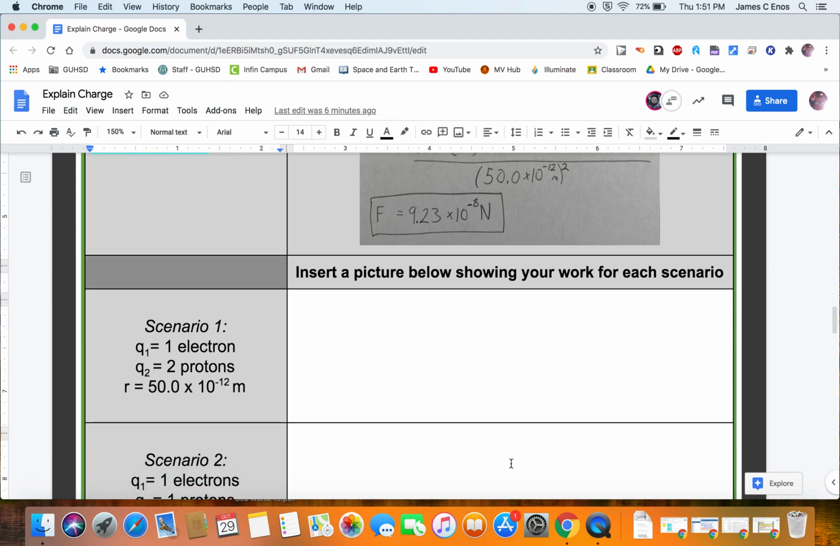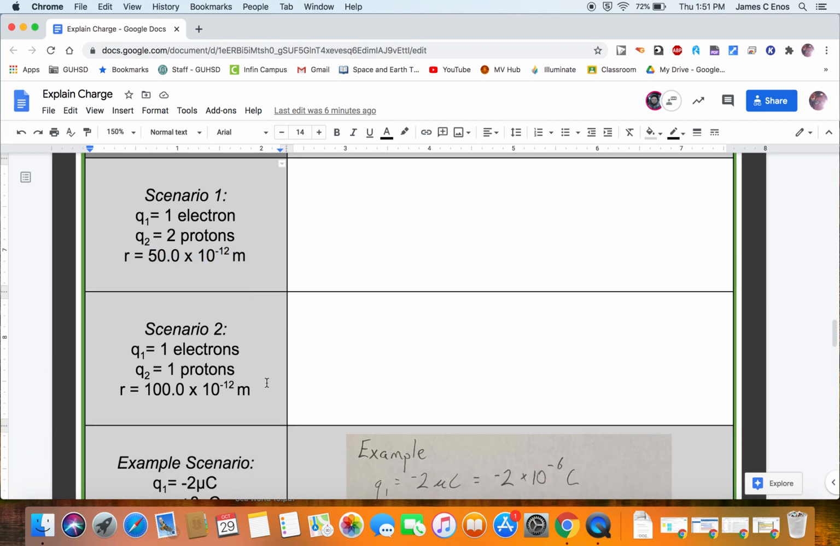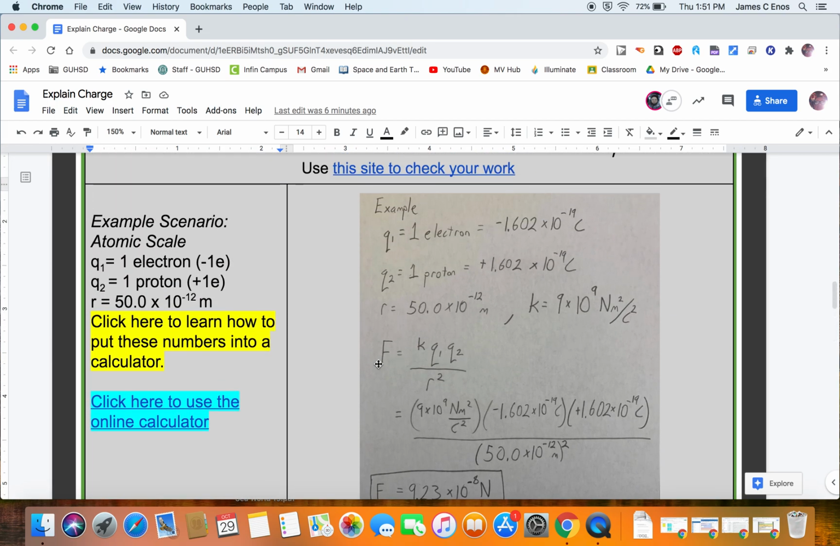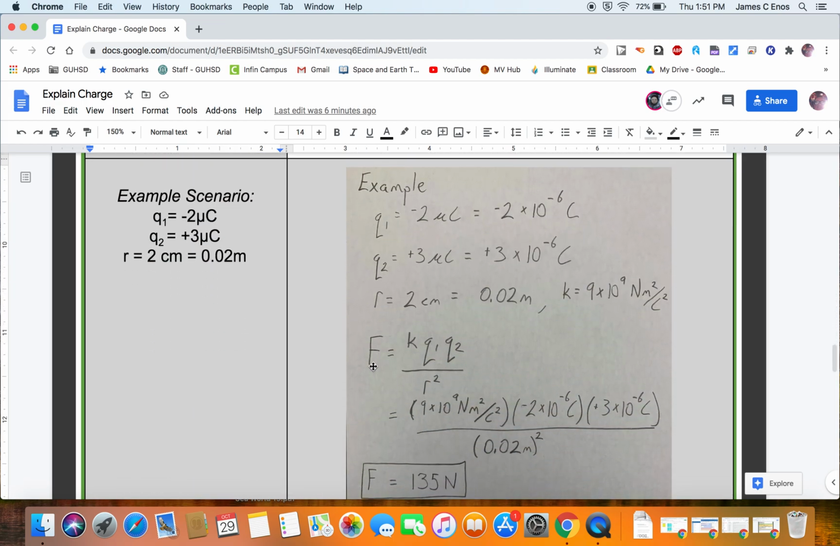In the following two questions, we're now going to double the charge while keeping the distance the same, and then we're going to double the distance. And what we're trying to see is the effect on that force. So you're going to input a picture here below, following what we have here for this example on the atomic scale. When we go to the macro scale, this is now a bigger scale.